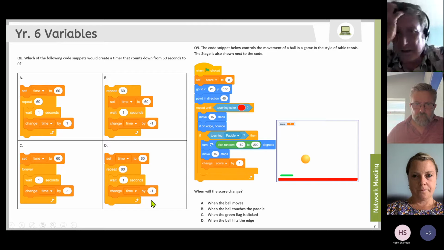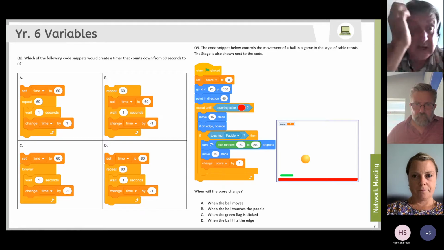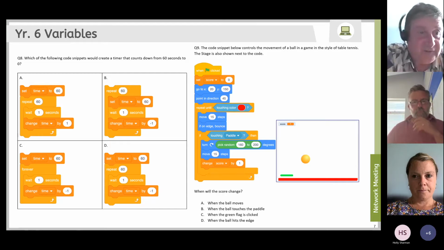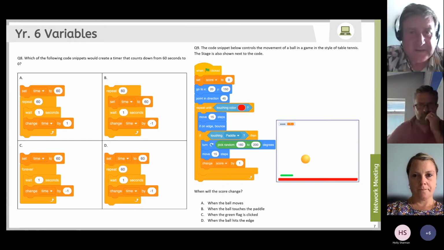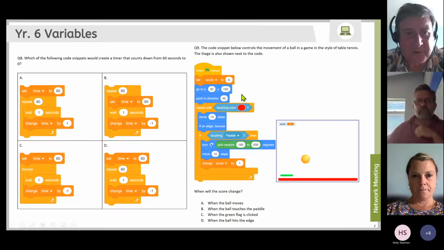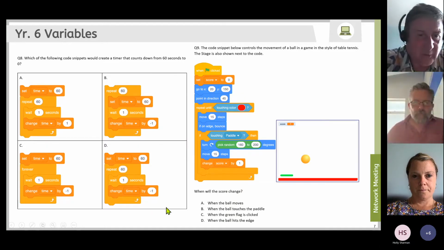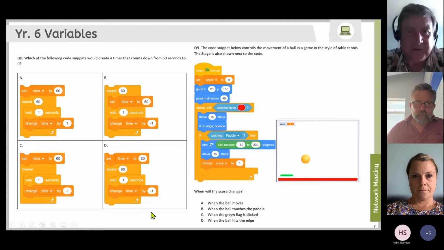And again, this is quite useful, just to take little screenshots of code snippets to see if children understand what's happening in them. Can they debug them? Can they work out which one's doing which? And so on. This one is to do with variables. For example, which one would count down from 60 seconds to 0? You can have a little look at that, test yourself.